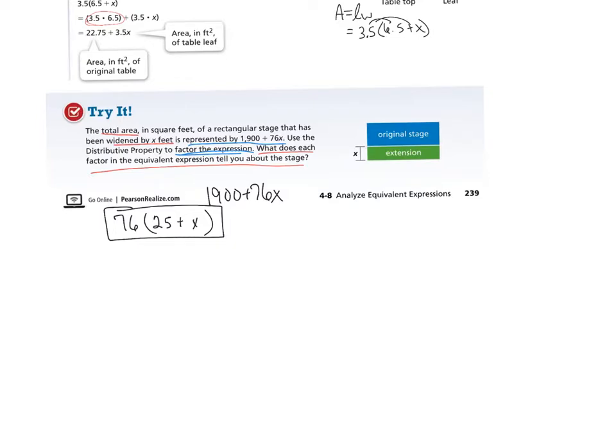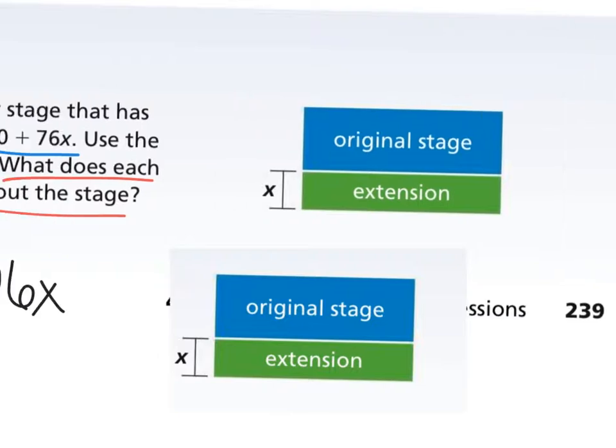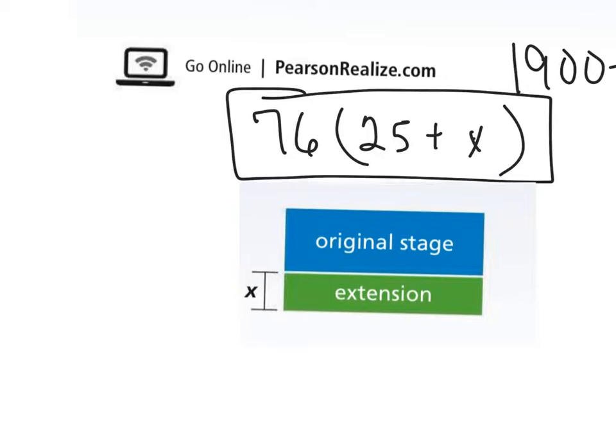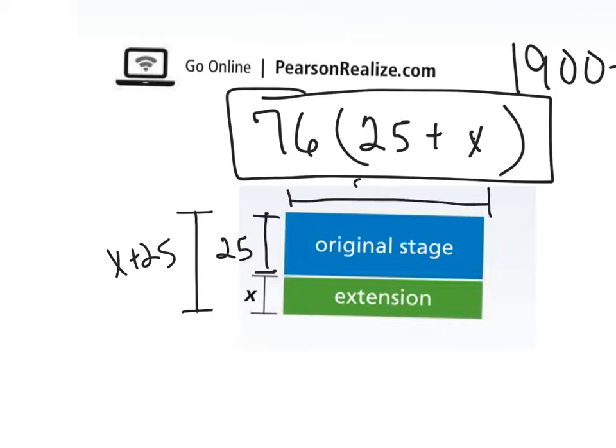So if we look at our picture, then we can try to look at what these mean for us. So let's just move this over here by our work so we can see a little bit better what's happening. And what you might notice is one of our factors is 76 and the other one is 25 plus x. Well, we already have an x the one way, so we might guess that this would be a 25 there, because then that would make this whole thing x plus 25, or 25 plus x. And then our other factor is 76.